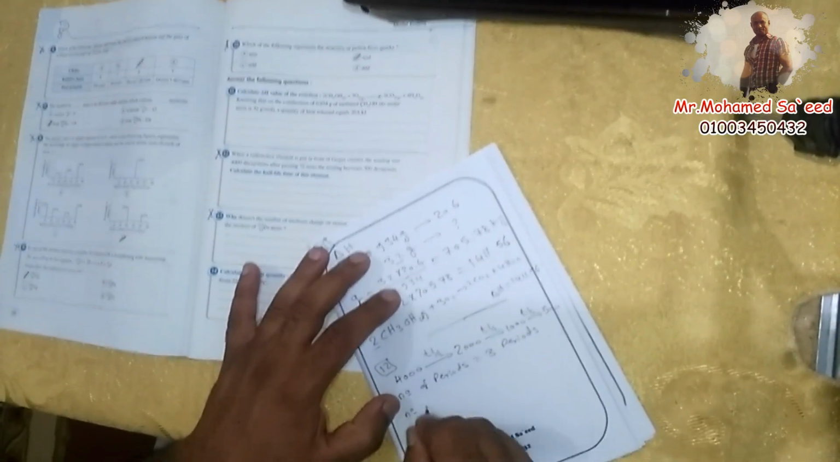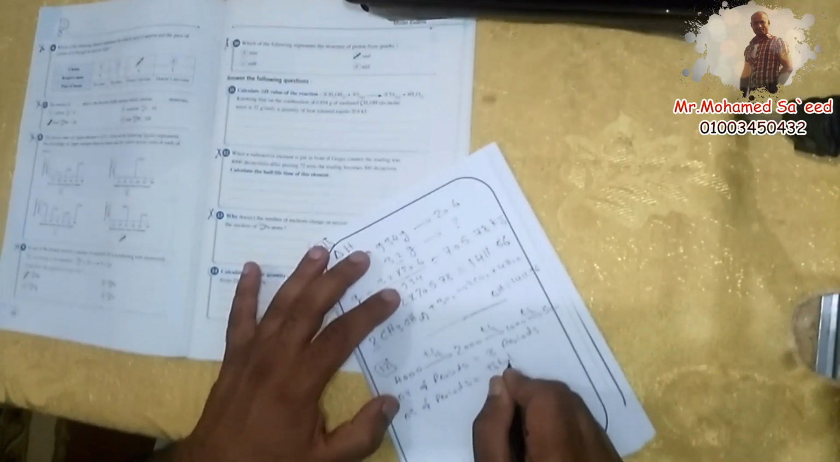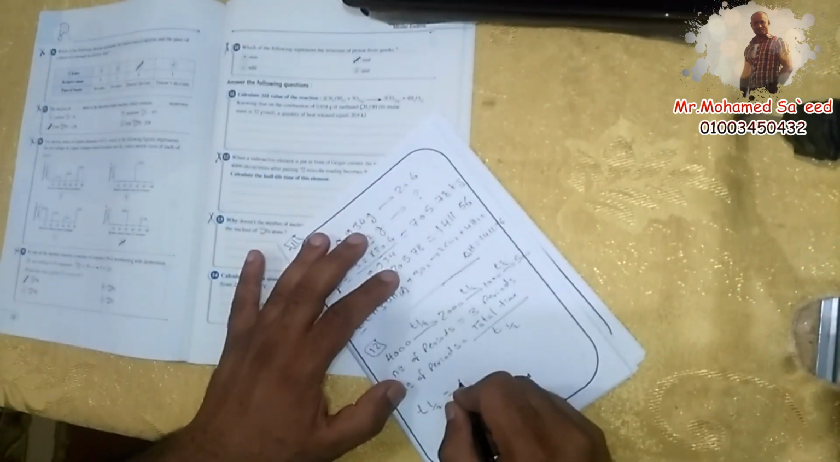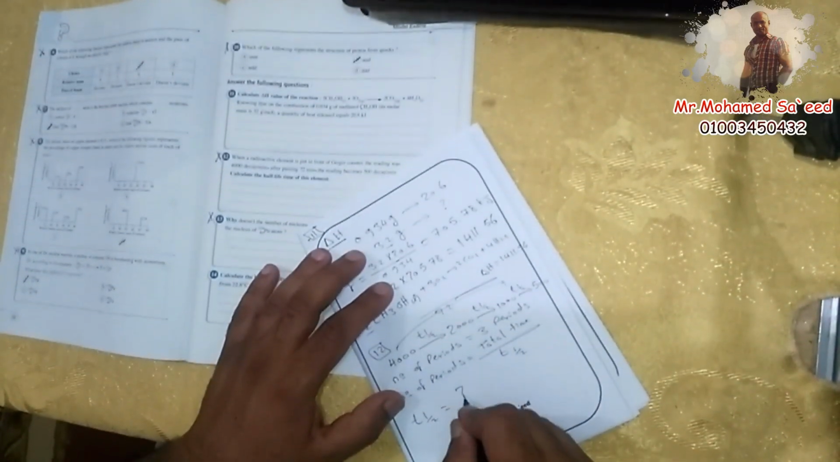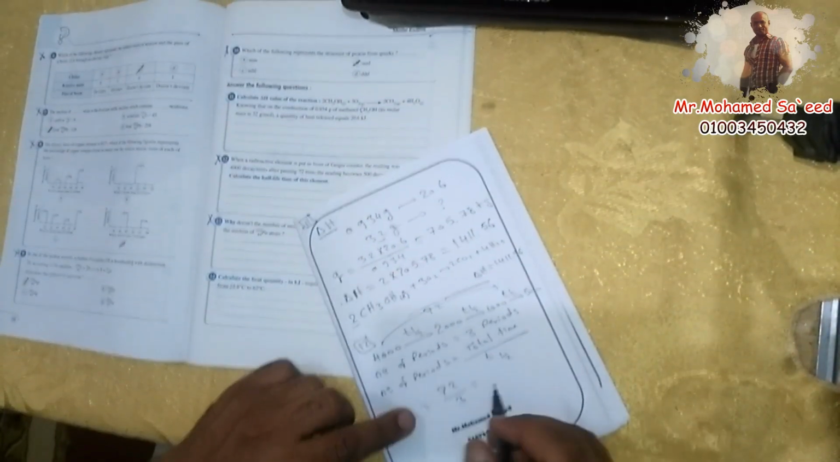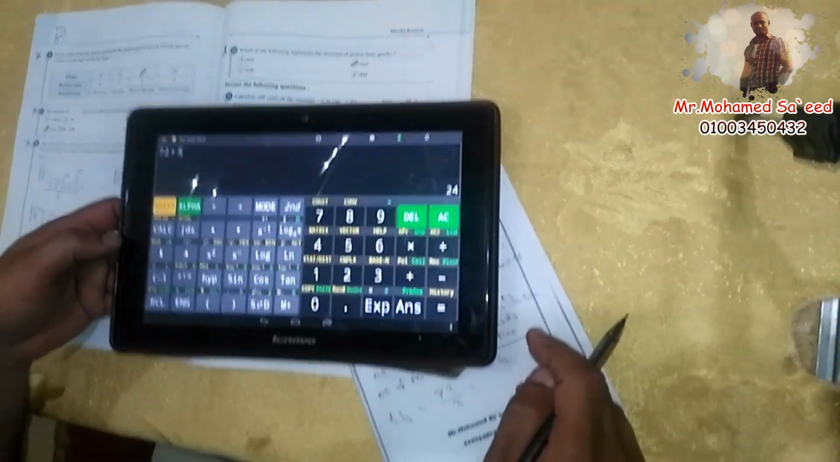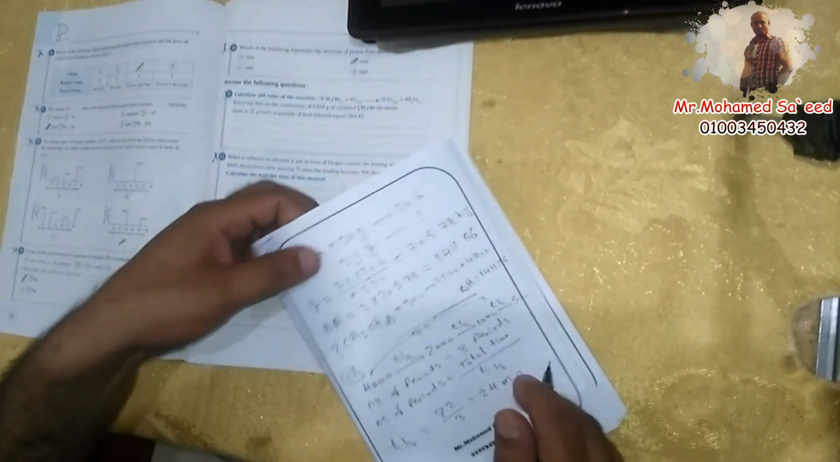Calculate the half-life time, T half. We have learned before that number of periods equals total time over T half. So T half equals total time over number of periods. Total time equals 72 minutes, over number of periods, 3. Divide it by 3 to calculate T half: 72 over 3 gives 24 minutes. T half equals 24 minutes.